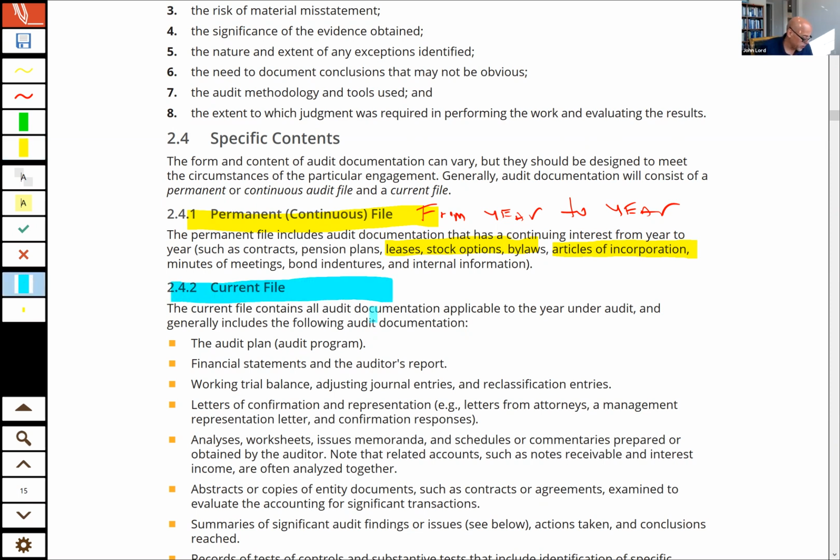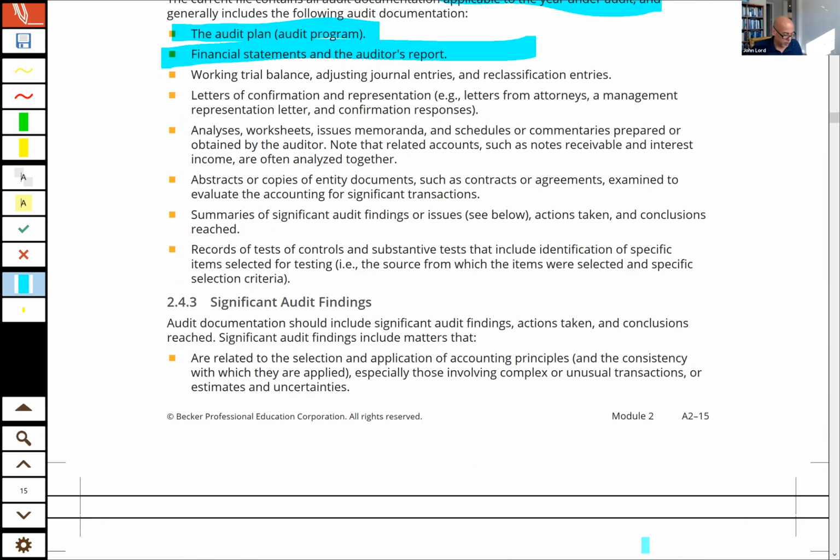Current file relates to what? Applicable to the current year under audit, such as the current year's audit program, financial statements related to the current year, audit report, and so on, okay? I'm not asking you to flashcard this stuff, guys. I think it's pretty easy to remember. Permanent file things are of a longer term nature. Current file things tend to relate to the current year under audit.